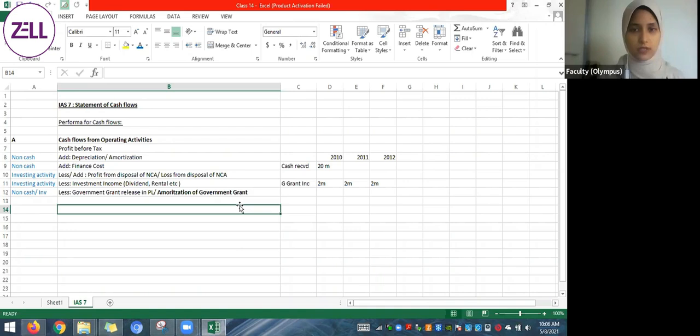Now, imagine if there is an increase in your provision or accruals. Accruals, you all know, something that you've incurred as an expense, but you have not paid. Right? Accruals is a liability, something that you have incurred as an expense, but you have not paid. So that's an accruals figure in your balance sheet.